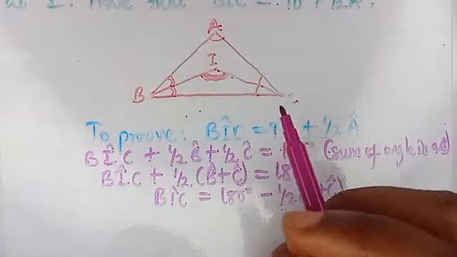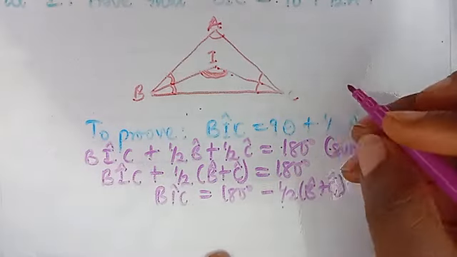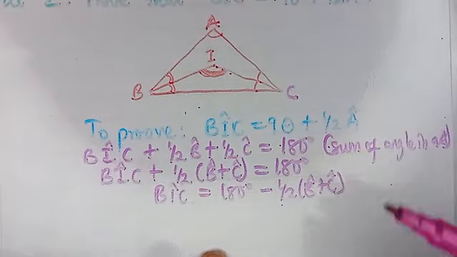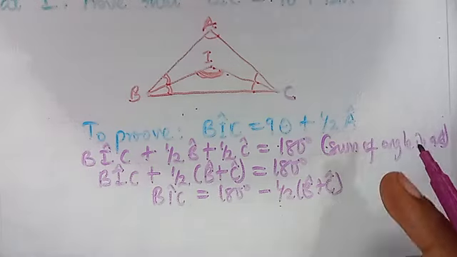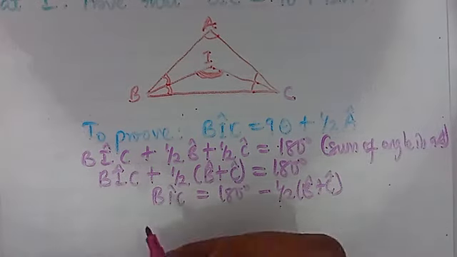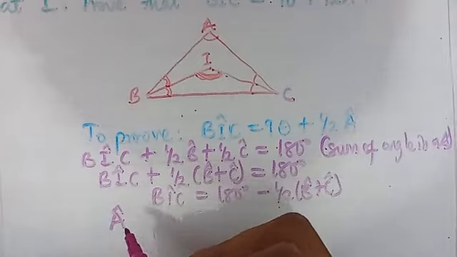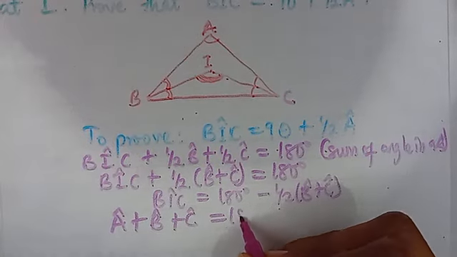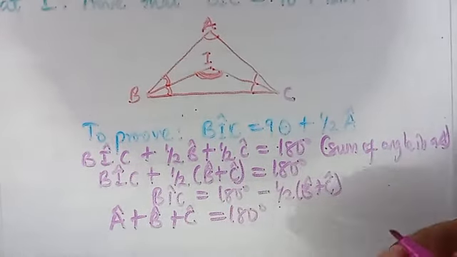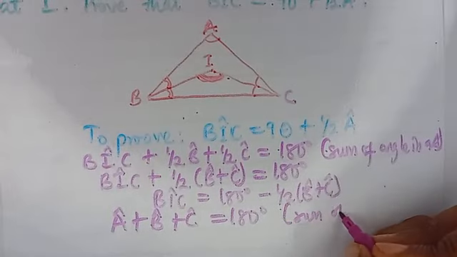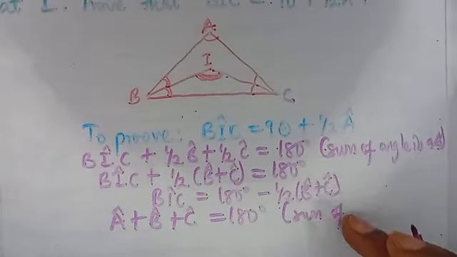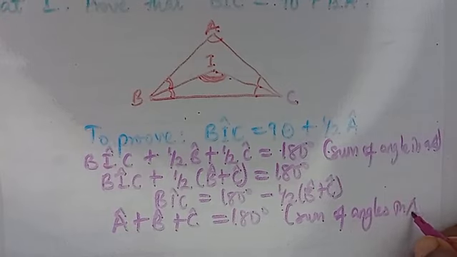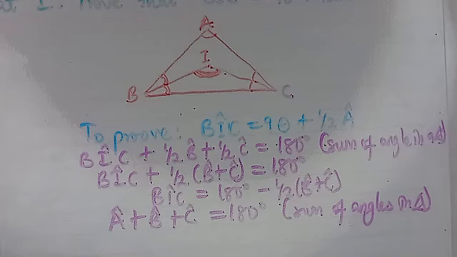Now let's look at the bigger triangle. We know that this is angle C. We know that angle A plus B plus C are all equal to 180 degrees, and it's the same reason. So we write it down that angle A plus B plus C are all equal to 180 degrees, and the reason is the sum of angles in a triangle.